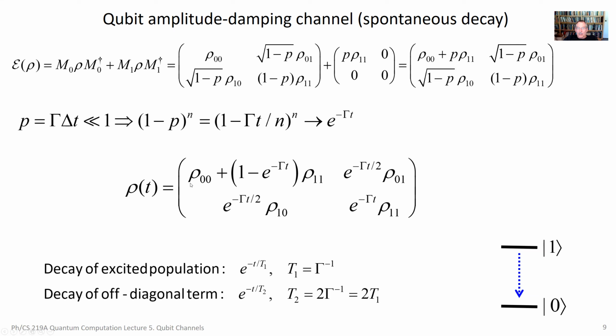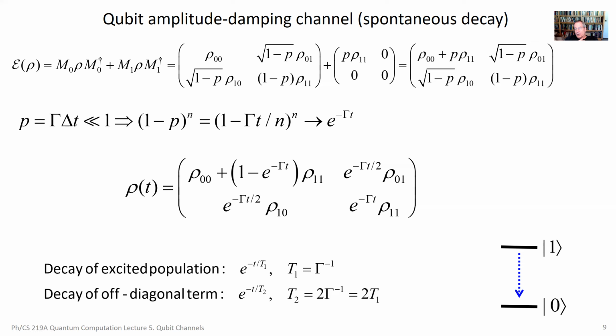And well, then you can see what happens to the 0,0 component just by knowing that the trace has to be preserved. So the trace of this matrix has got to be rho 0,0 plus rho 1,1, because that's what it was to begin with. And that tells me that this entry had better be rho 0,0 plus 1 minus e to the minus gamma t times rho 1,1. So that is what happens to our atom as we wait a long time for it to spontaneously decay.